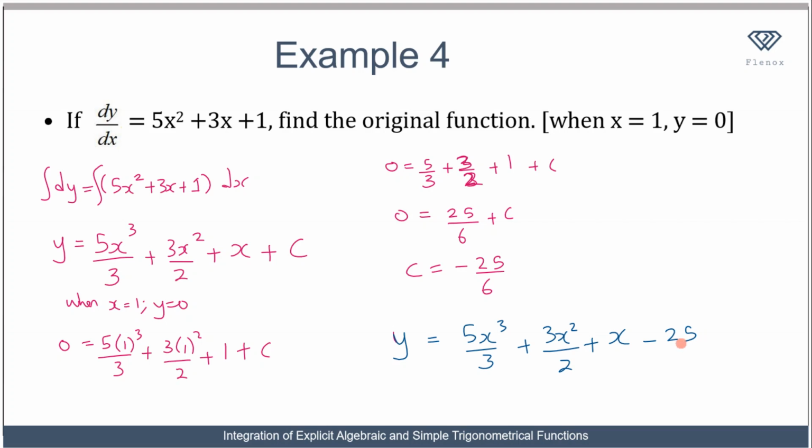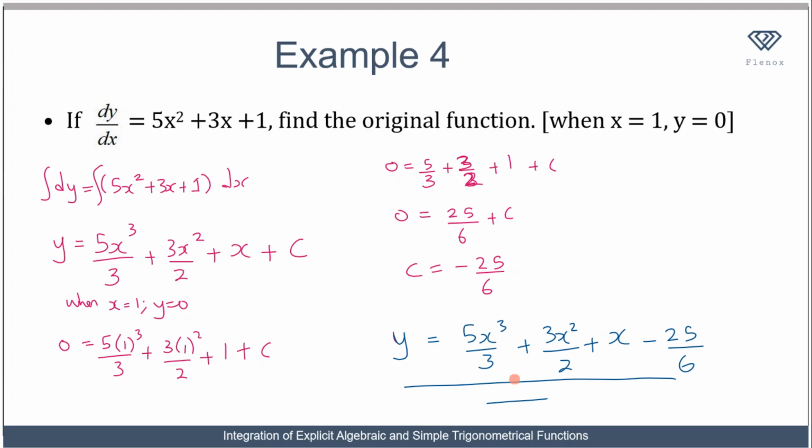So to recap, what we did was we tried to integrate this expression first to get the function, but we had a constant of integration. So given a boundary condition, that when x is 1, y is 0, we substituted it into the function to find the value of c, which is minus 25 over 6. Once we found the value of c, we substituted back into the function and we had this final expression which gives us the original function.